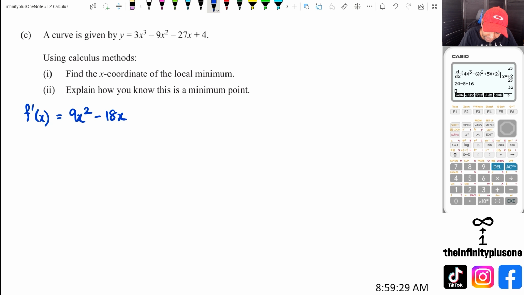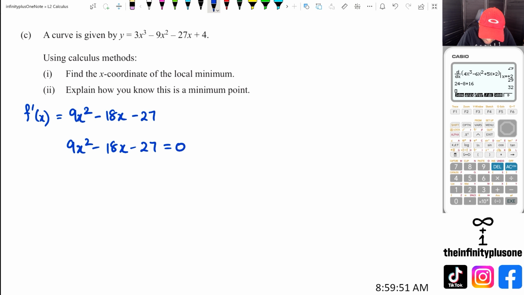Negative 27x is going to differentiate to negative 27. So this happens to be our differentiated function. Now we need to put this equal to 0 to find out where our turning points are. So we're going to go 9x squared minus 18x minus 27 equals 0.